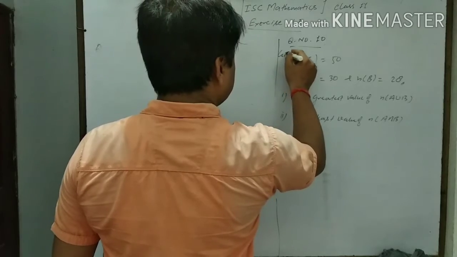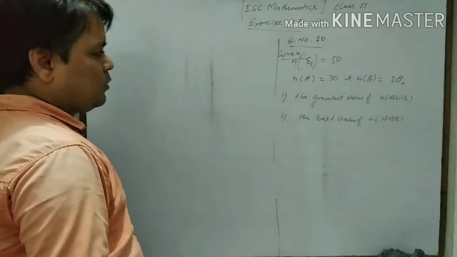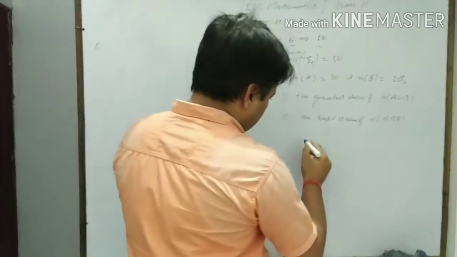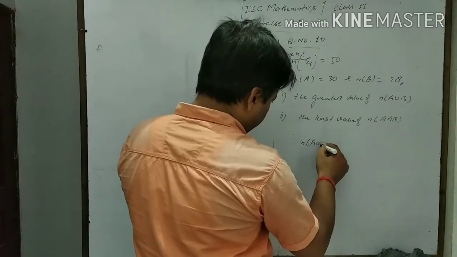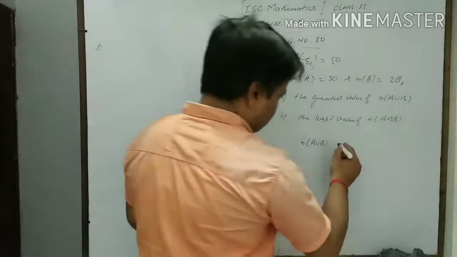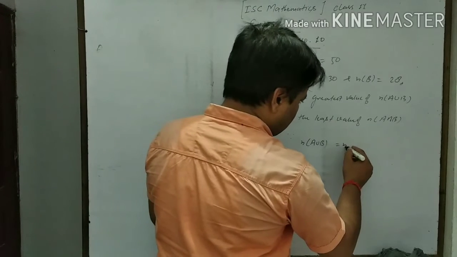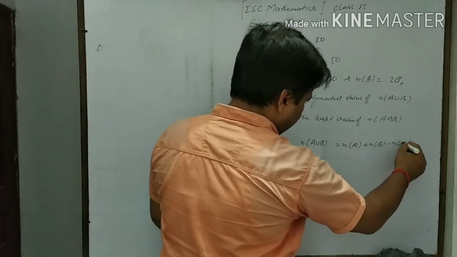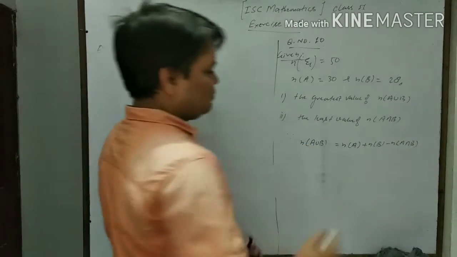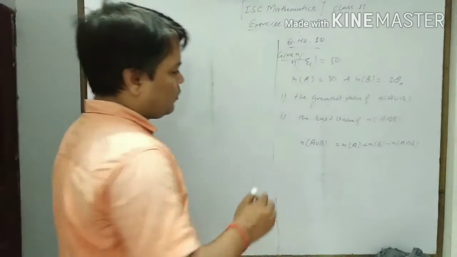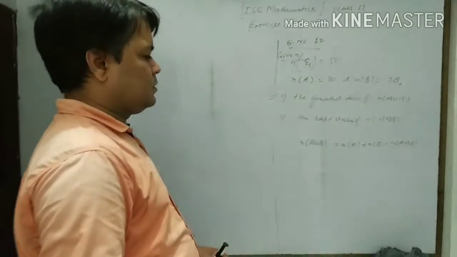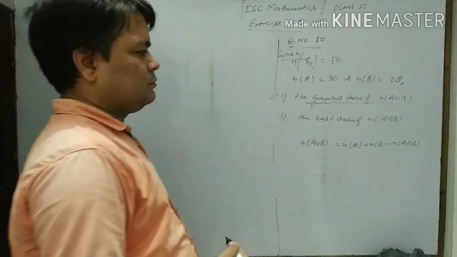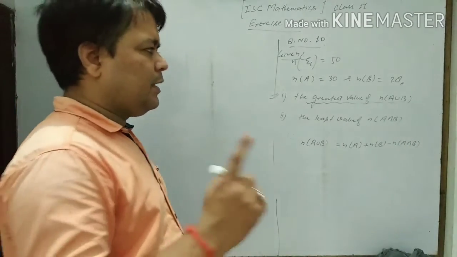Here this is given, how do we solve it? Since we know that the cardinal number of A union B is equal to the cardinal number of A plus the cardinal number of B minus the cardinal number of A intersection B. This is the formula, and we want to find the answer of this question. The question is the greatest value of the number of elements in A union B.